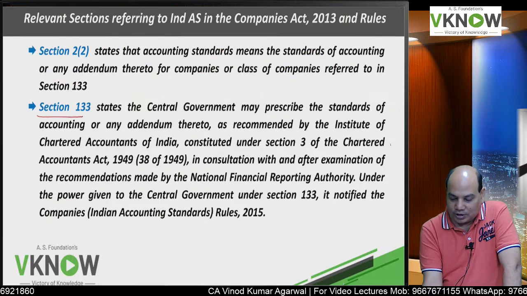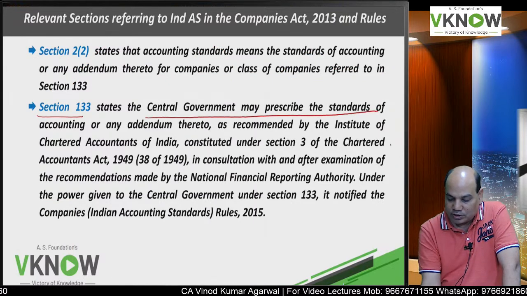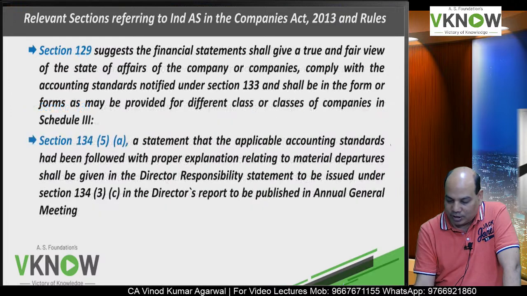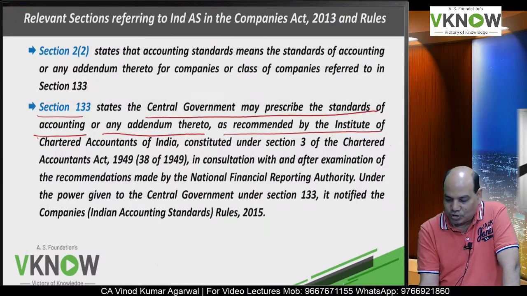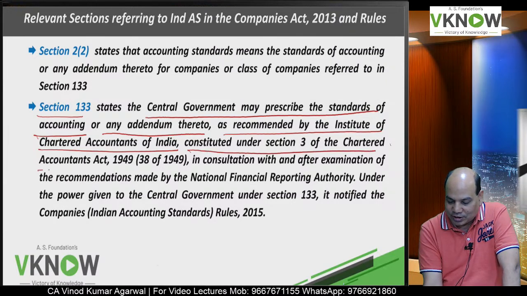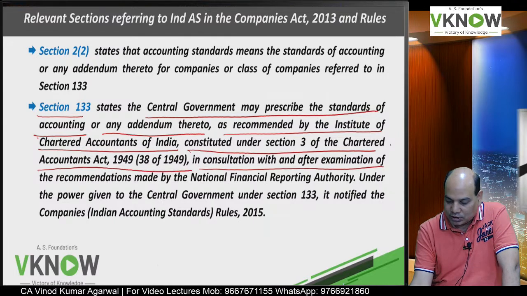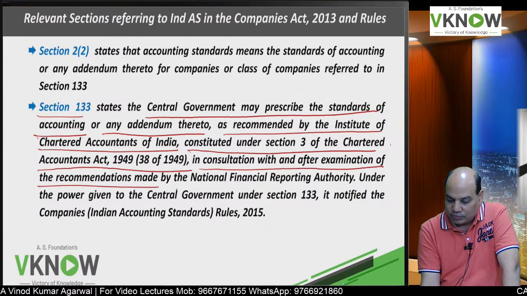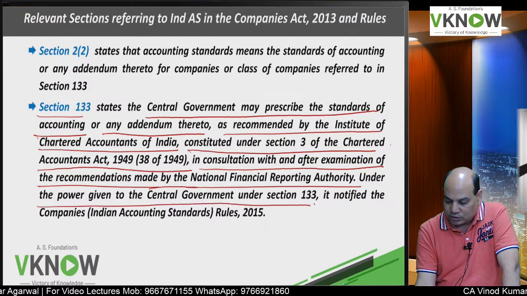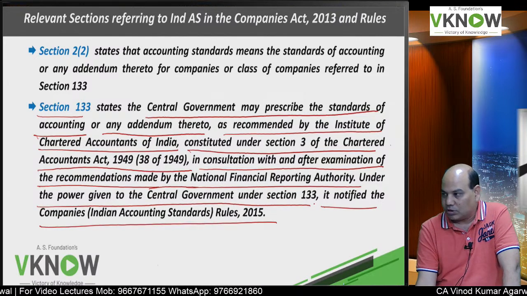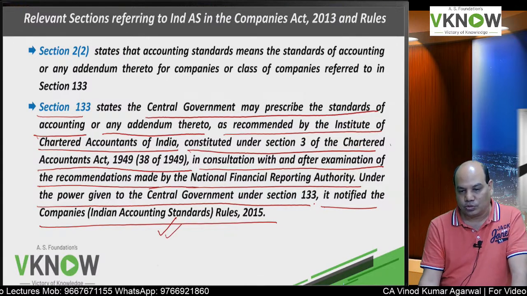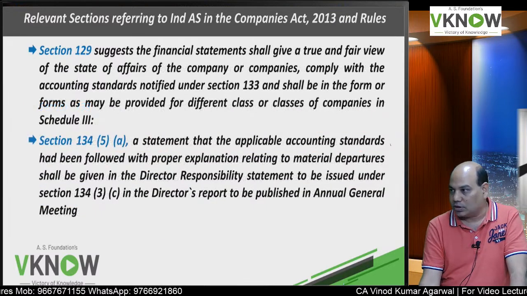Section 133 states that the central government may prescribe the standard of accounting or any addendum thereto as recommended by the Institute of Chartered Accountants of India, constituted under section 3 of the Chartered Accountants Act 1949, in consultation with and after examination of the recommendation made by the NFRA. Under the power given to the central government under section 133, it has notified the Companies (Indian Accounting Standards) Rules 2015. We started our chapter with these rules only.